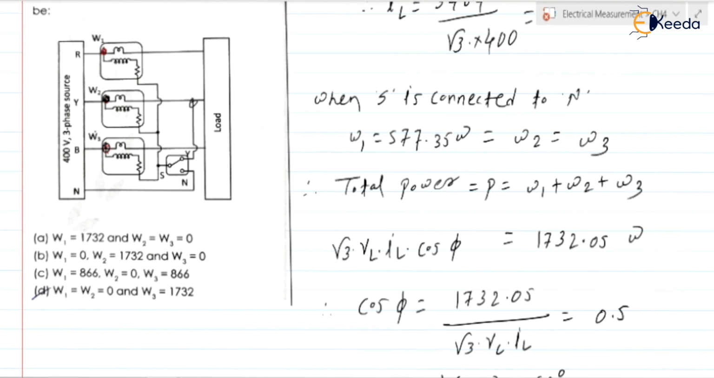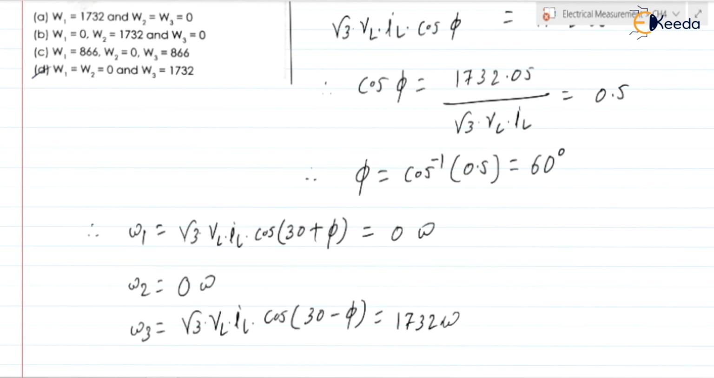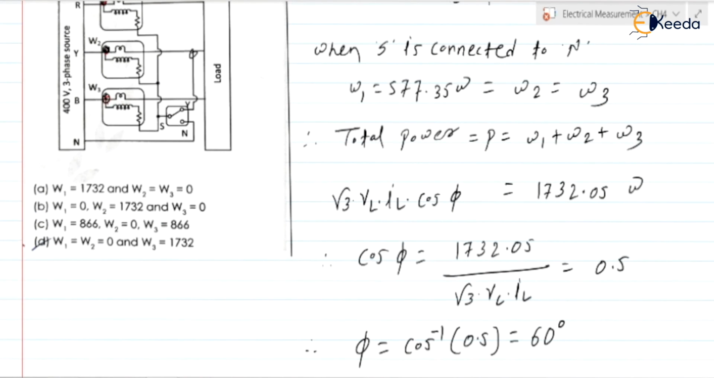So it is like we are measuring power using the two wattmeter method. W1 will be like this and W3 will be root 3 into VL into IL into cos of (30 minus φ). If you put the φ value here, 60 degrees, W1 is equal to 0 watt, and W3 shows root 3 VL IL into cos of (30 minus φ), so it is 1732.05 watt. If you check the options, the correct option is option D.